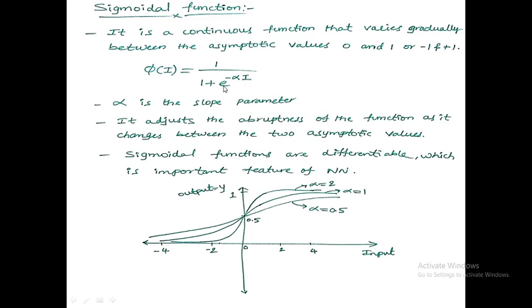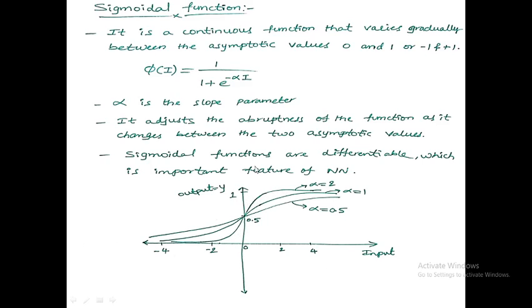Alpha is equal to 0 means e power 0. E power 0 means this entire e power minus alpha into I is equal to 1. Then 1 by 1 plus 1 will become 1 by 2, which is nothing but 0.5. So irrespective of your input I, your phi of I will give the 0.5 value. That means with slope equal to 0, your phi of I will become a straight line with a value of 0.5. As you are increasing the slope value, it will move upward like this.